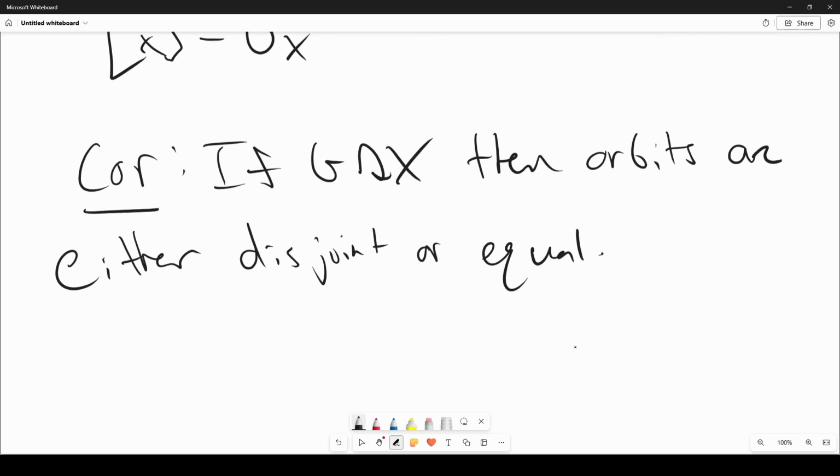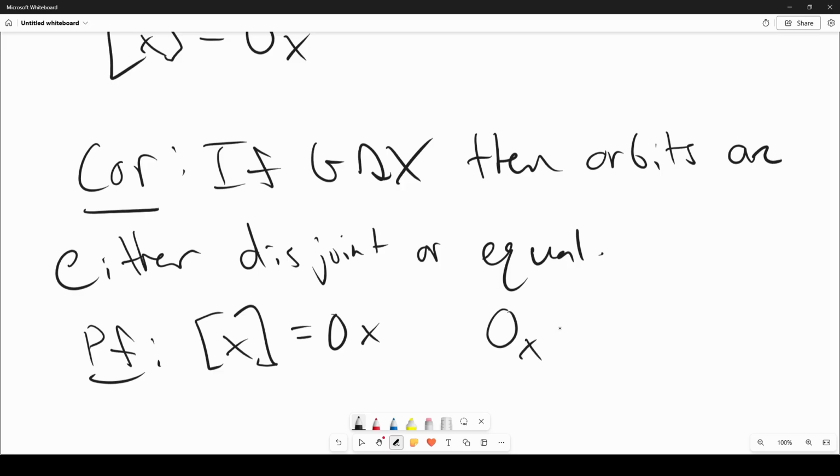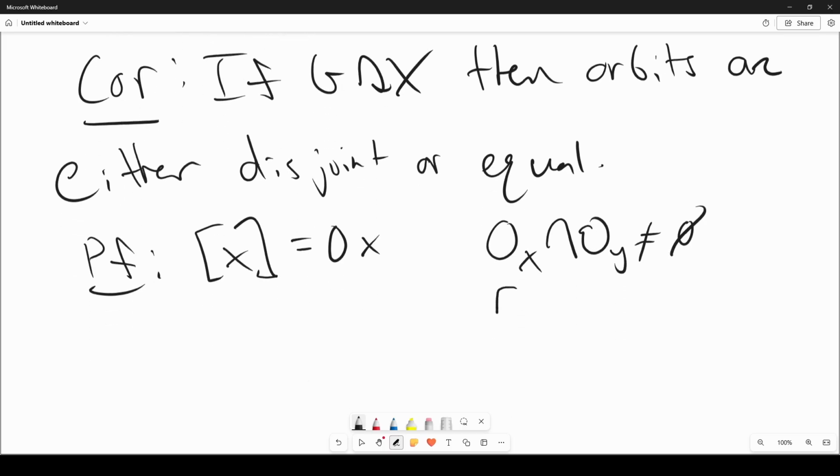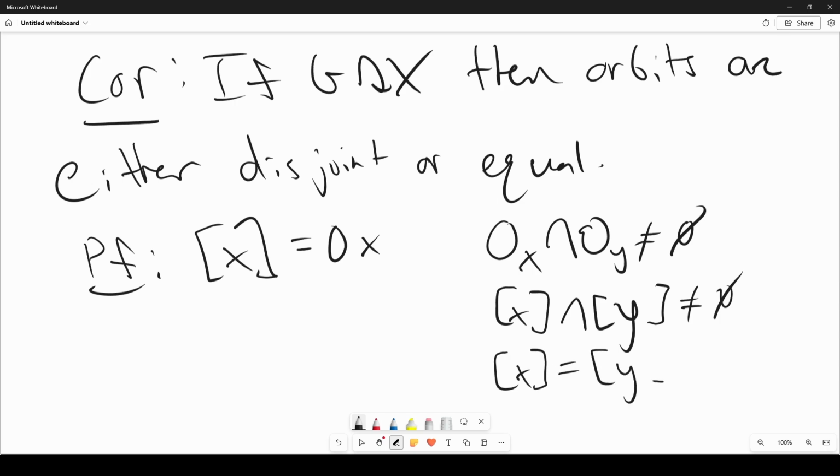And now this is pretty obvious. I mean, the proof is just, of course, what we just said, that the equivalence classes of X are just the orbits. So if we have the fact that O of X intersect O of Y doesn't equal the empty set, well, this is just basically the same as saying the equivalence class of X intersect the equivalence class of Y doesn't equal the empty set. But we know that this implies that the equivalence class of X equals the equivalence class of Y.